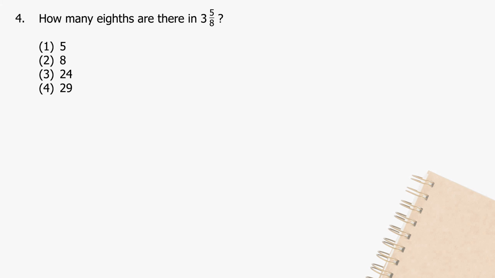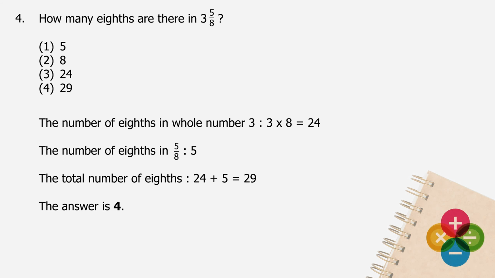Question 4. How many eighths are there in 3 and 5/8? The number of eighths in whole number 3 will be, multiply 3 by 8, and the product is 24. The number of eighths in 5/8 will be 5. The total number of eighths will be, add 24 to 5, and the sum is 29. The answer is 4.